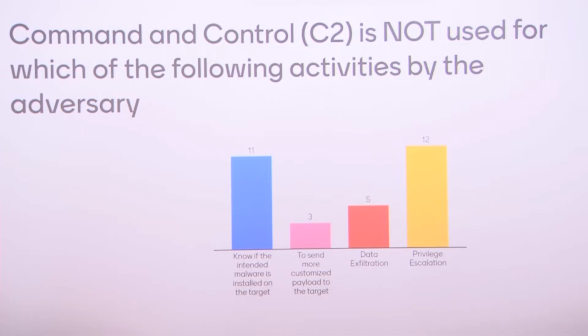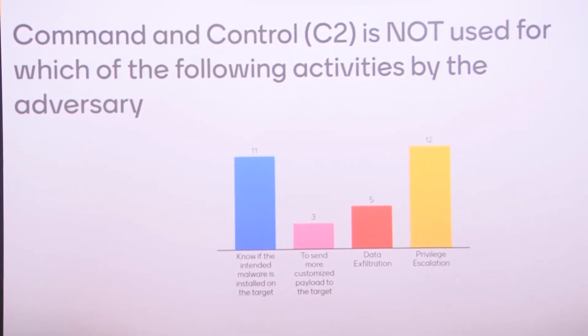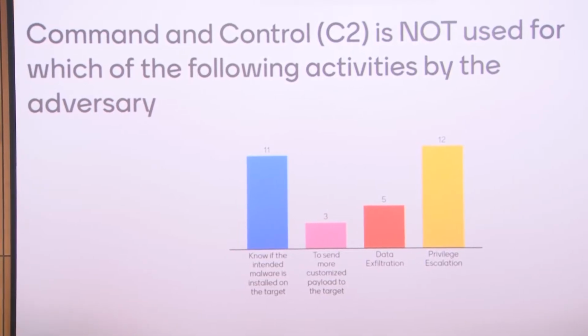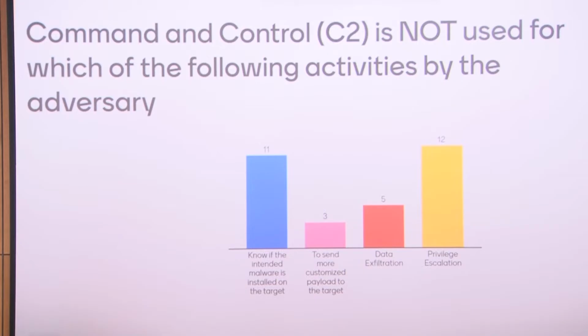Now, if you want to do data exfiltration, let's say you want to exfiltrate data from another person's system using a malware, how will that malware send the data? Where will it send the data? It will read the data from the target machine, but it has to send it somewhere. So that has to be a command and control server, right?